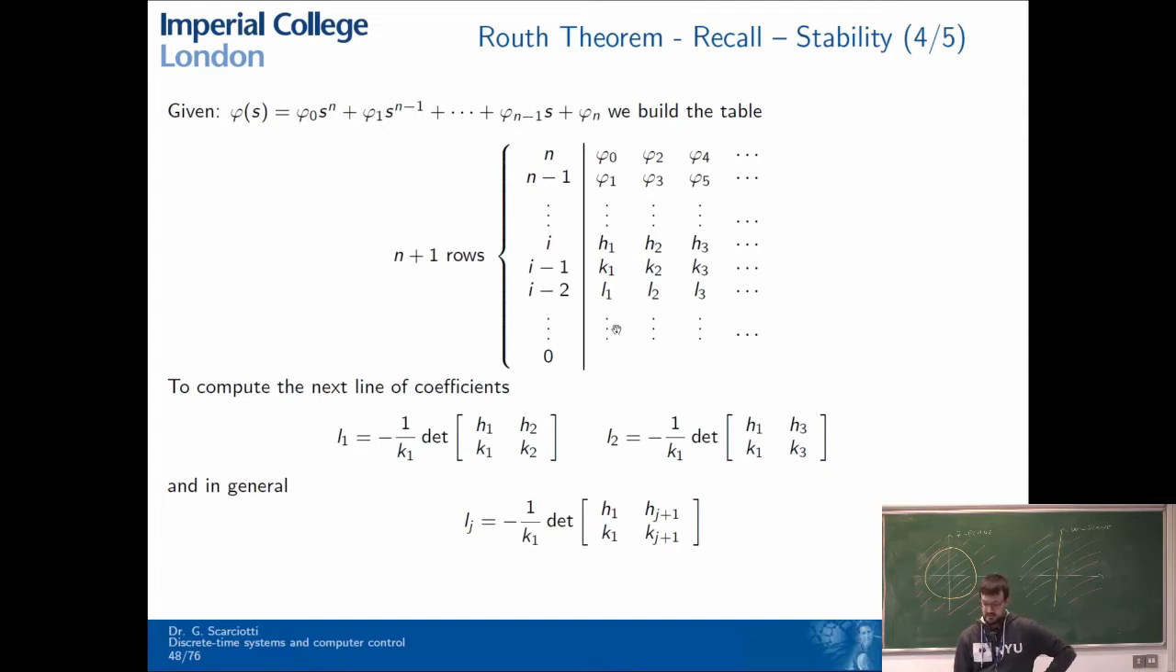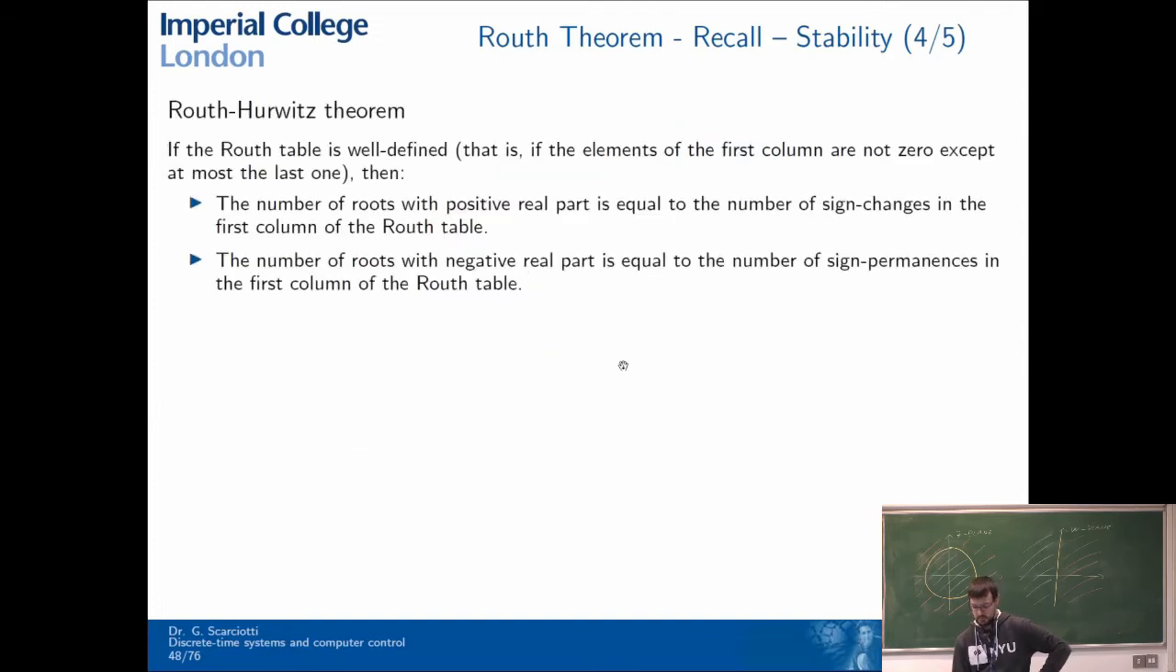If instead no zeros appear in the first column, apart from the last element, then what we have is the following result. We have to count the number of times that the sign changes in the first column. That number corresponds to the roots in the positive real part of the plane. And if we count the number of sign permanencies in the first column, that corresponds to the number of roots with the negative real part.